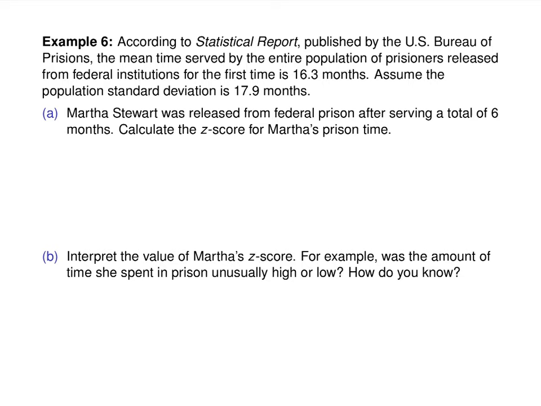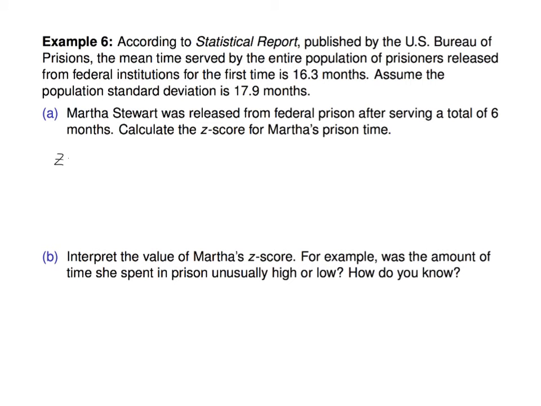So here we go. According to the Statistical Report published by the U.S. Bureau of Prisons, the mean time served by the entire population of prisoners released from federal institutions for the first time is 16.3 months. We're going to assume the population standard deviation is 17.9 months. Martha Stewart was released from federal prison after serving a total of 6 months. Find the z-score for Martha's prison time.